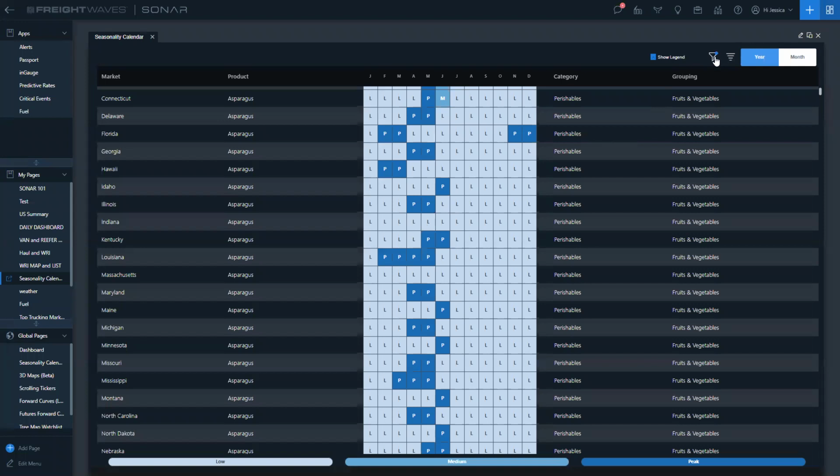We've gone over a pretty good base layer for Sonar, and it's great to get you started with the platform. If you have any questions or you want to do something a little more specific with your company, please reach out to sonarsupport@freightwaves.com. We'll be happy to set something up for you and go over these in more depth.